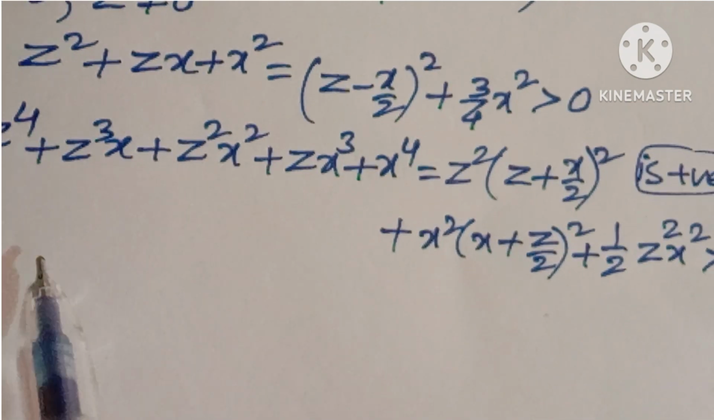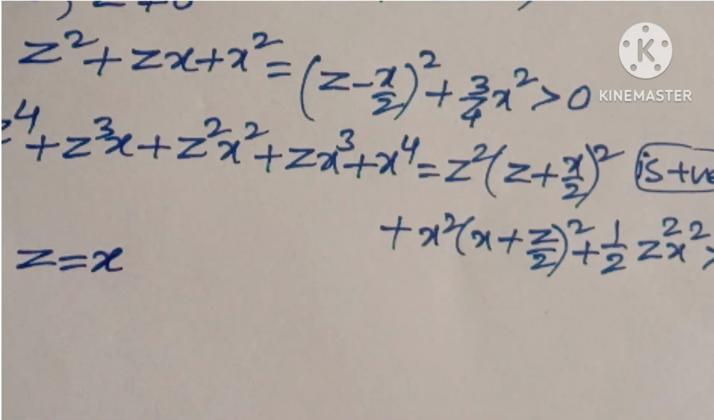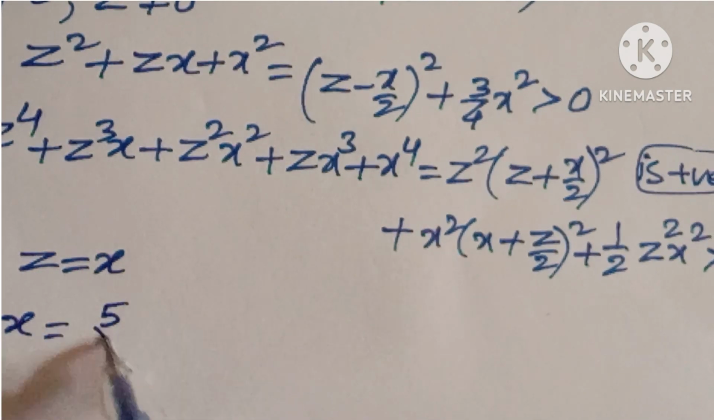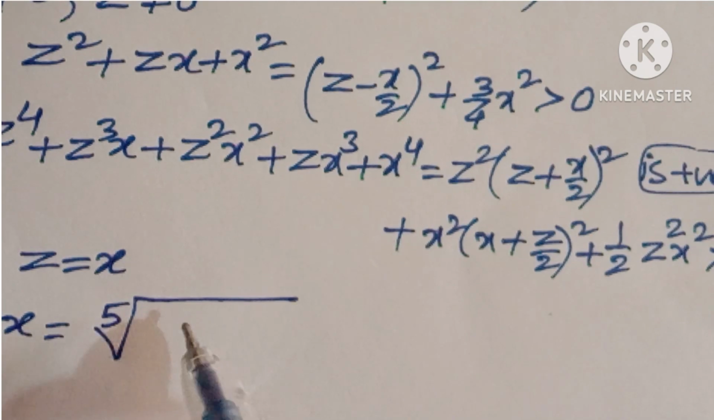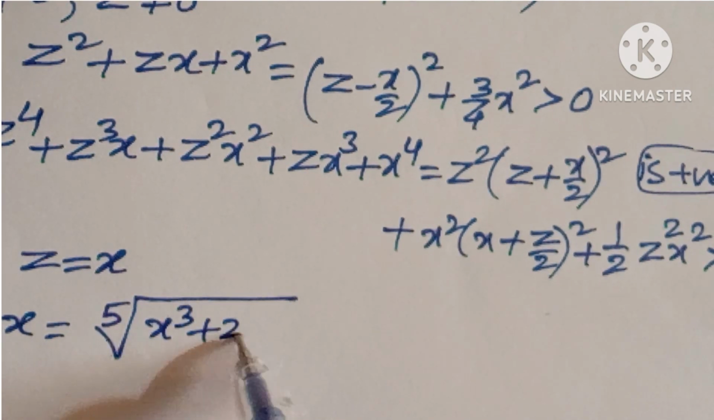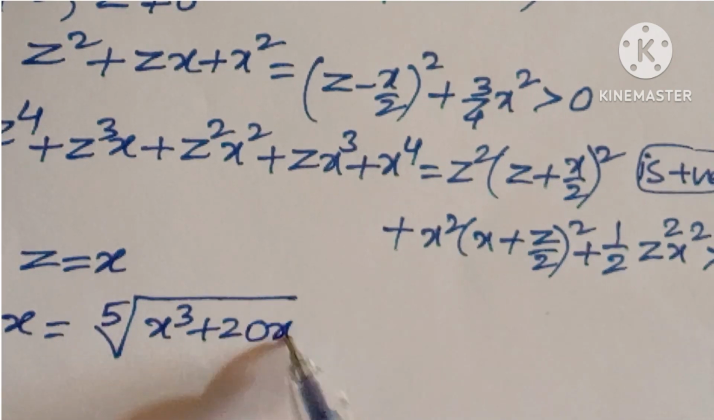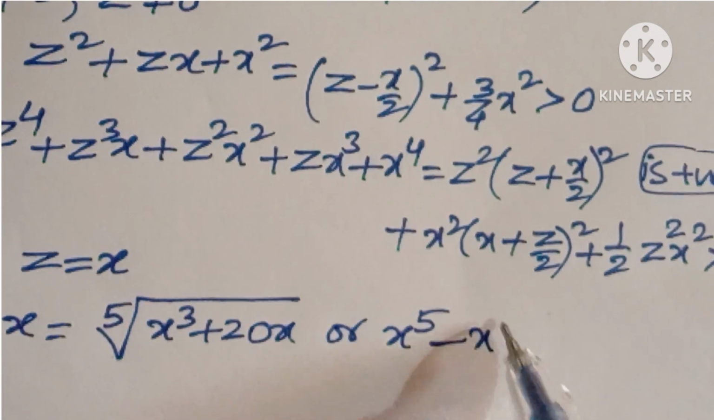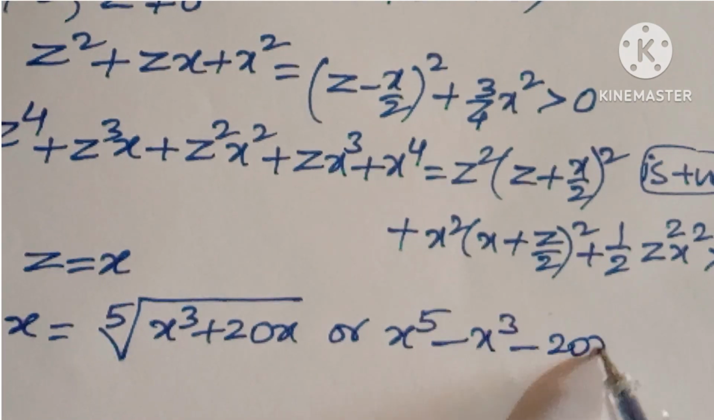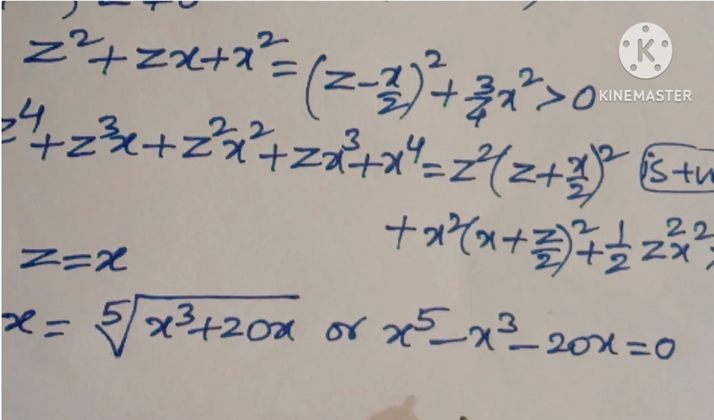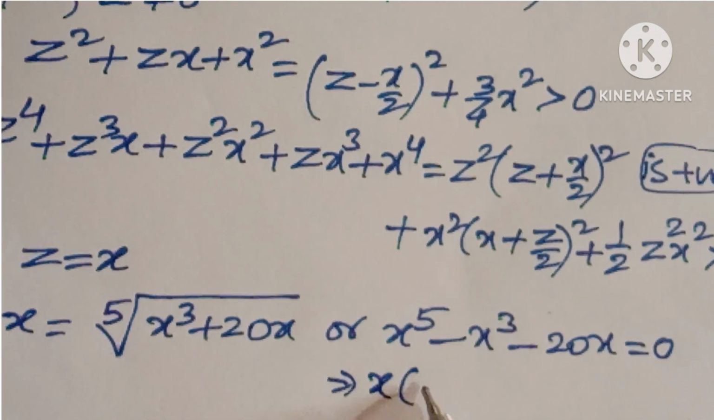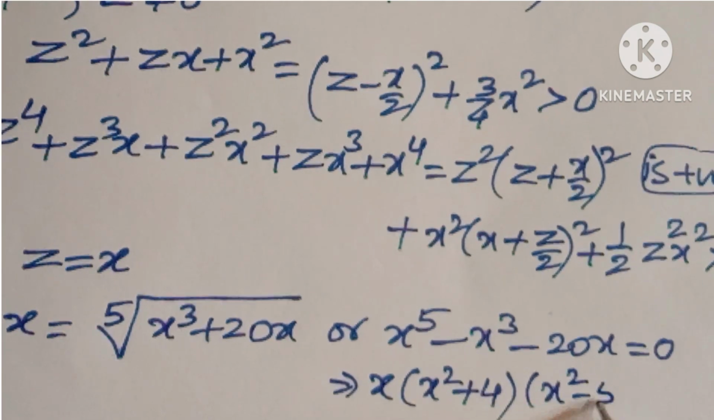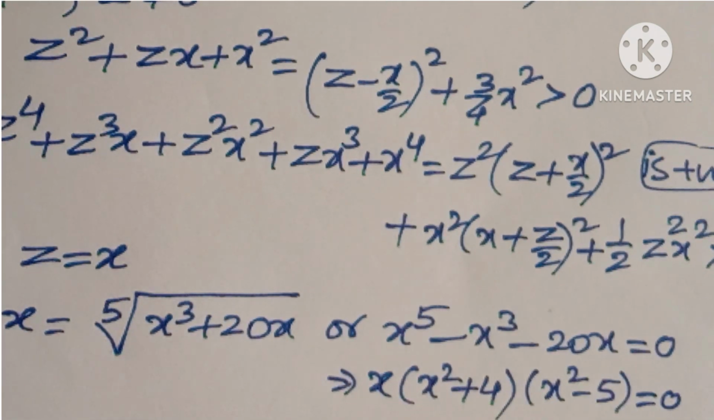From this you can conclude that z is equal to x. That implies x is equal to the fifth root of x cubed plus 20x, or x to the power of 5 minus x cubed minus 20x equal to 0. That implies x into x squared plus 4 and x squared minus 5 equal to 0.